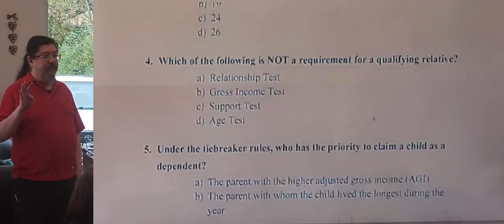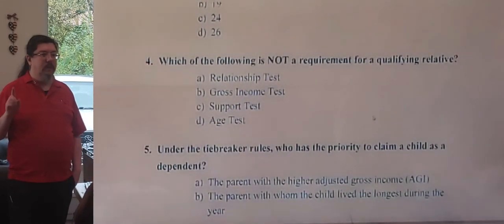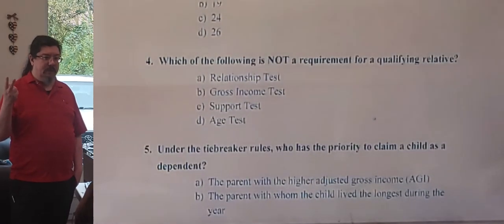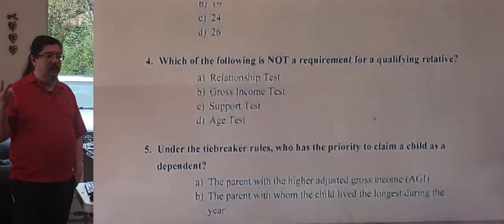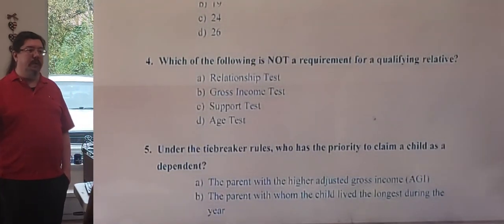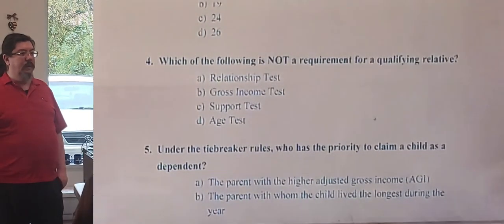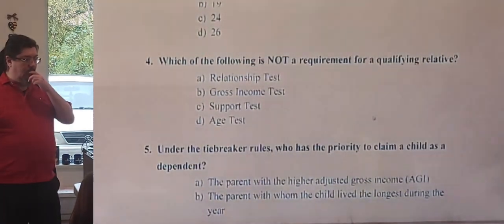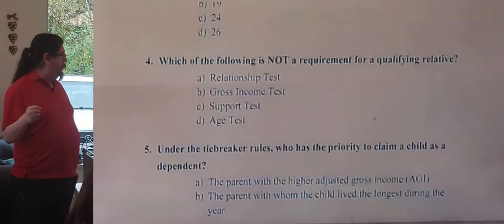Do you remember what the 4 tests are for qualifying relative? There's the gross income, support, and relationship. It's member of household or relationship. And then the 4th one: not a qualifying child. Right, not a qualifying child of yourself or any other taxpayer.